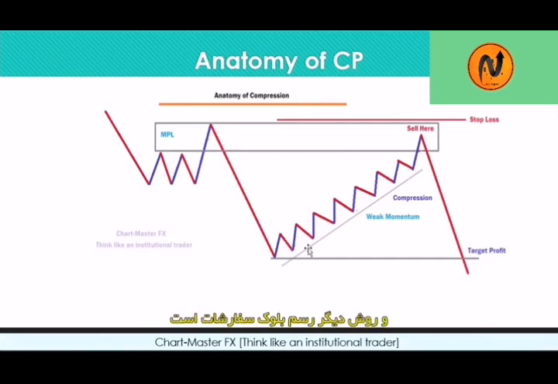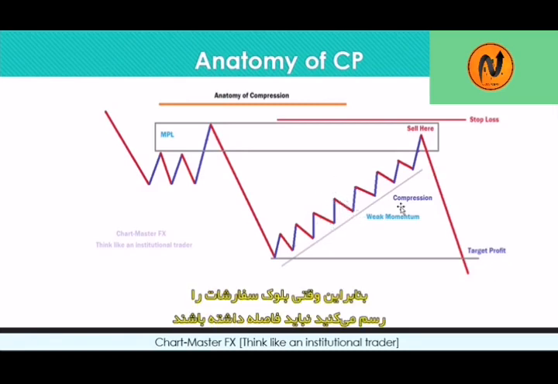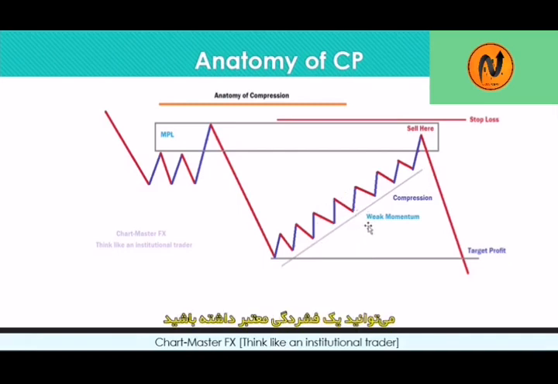Another thing is that you can draw your order blocks here, and if there is no definite space in the order blocks, then that's what compression is. So you draw your order blocks. There should not be any spaces in your order blocks. Then if you see that there are no spaces, you can validate that as compression.